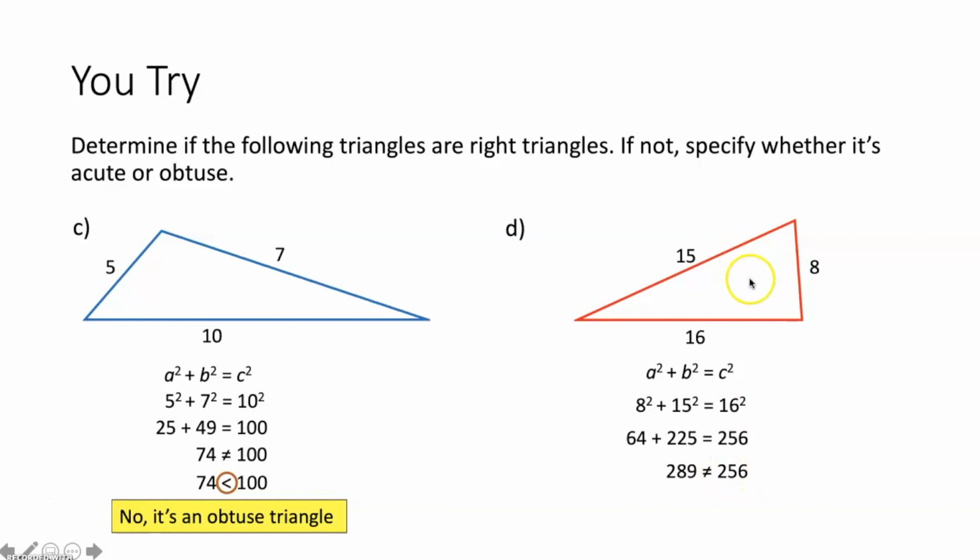Because of that, we know this triangle cannot be a right triangle. So it's either going to be acute or obtuse. So the question is, which is it? Well, if a squared plus b squared is less than c squared, then we know it's obtuse. If a squared plus b squared is greater than c squared, we know it's acute. In this particular instance, a squared plus b squared is greater than c squared. Because of that, we know this is going to be an acute triangle.